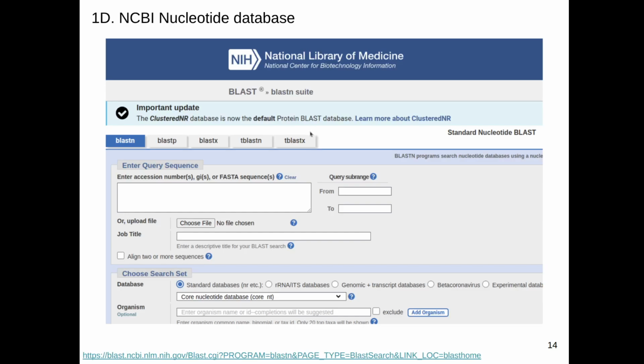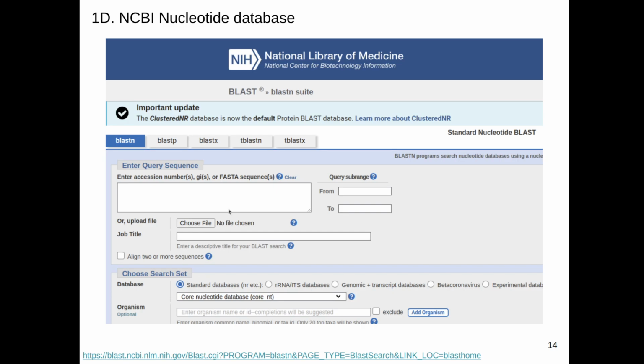Now the databases of sequences. We have the NCBI nucleotide database, which stores more or less all the sequences that humanity knows. One possibility to search among the sequences is BLAST online. BLAST is a homology search tool.